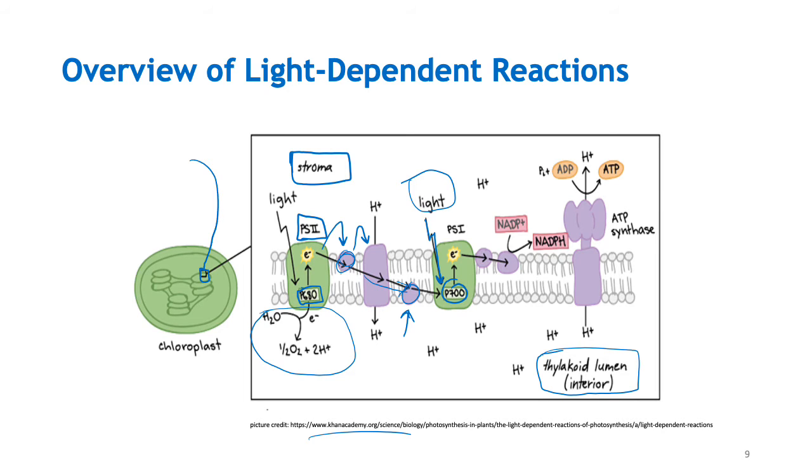Once it loses that electron after getting hit with the photon of light, it then goes to a series of complexes right here, and then it ends up reducing NADP plus to NADPH. If you can follow my circles down here at the bottom left, oxygen is a byproduct and NADPH is a byproduct.